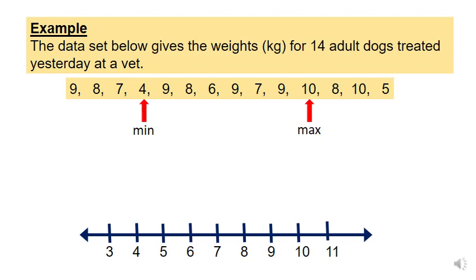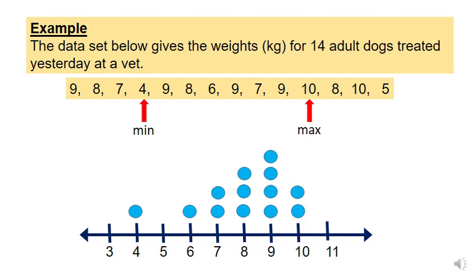So the first value is 9, so we'll put a dot above it. Then the next value is an 8, then a 7, then a 4, and then another 9, so we stack it on top of the 9. Then another 8, so we stack that. Then we have a 6 and another 9, so we stack that on top. We have a 7, so now 7 has 2 dots. We've got another 9, and we've got our 10, another 8, another 10. Oh, and we've got a little 5 there.